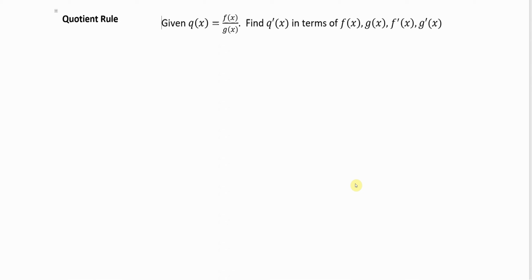In this video, we will derive the quotient rule. So what we have here is a function q of x equals f of x over g of x. So it's a quotient. And what we want to do is find the derivative of q using some combination of f, g, f prime, and g prime. And normally what we would do is use the limit process.